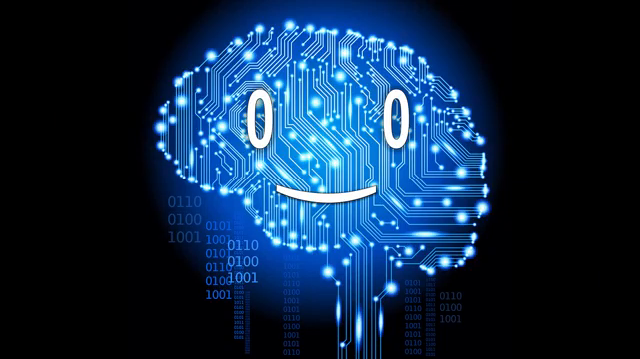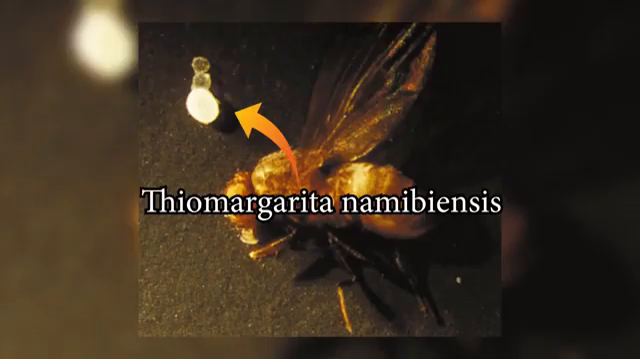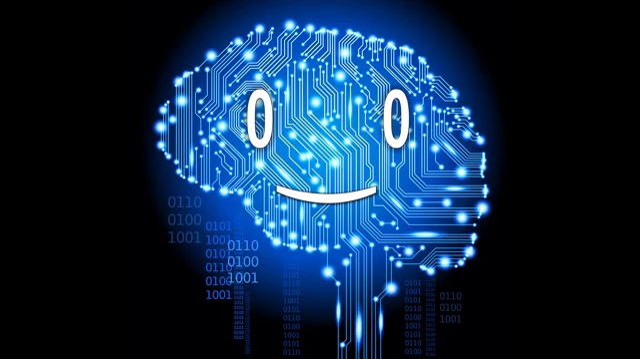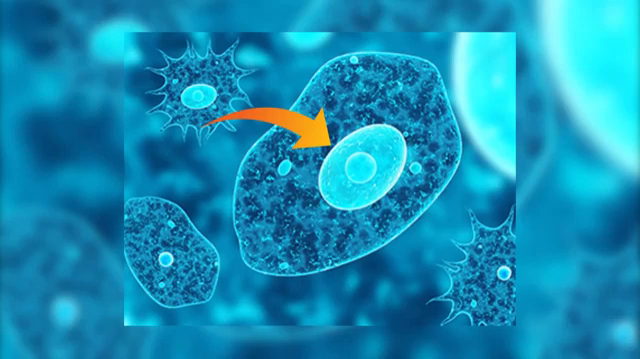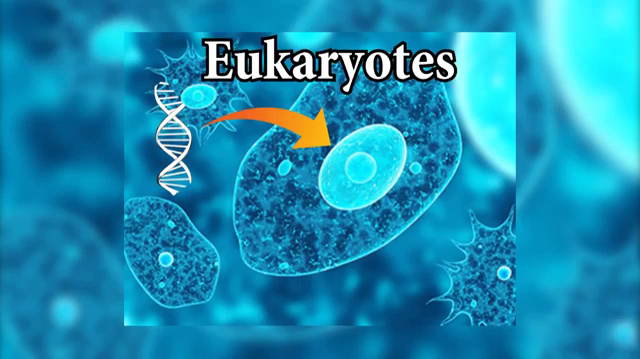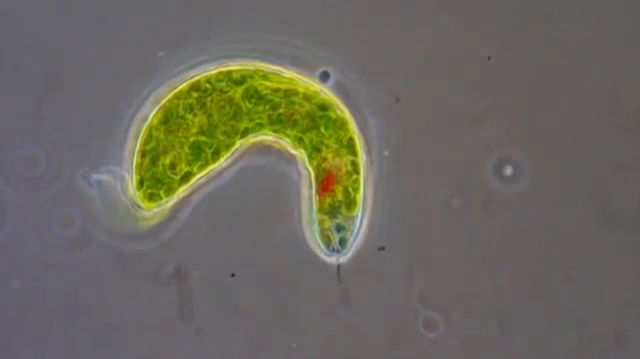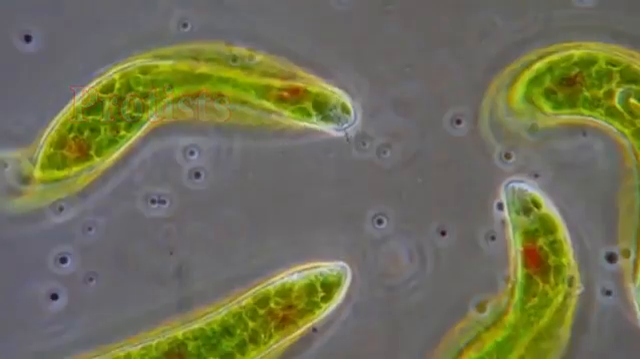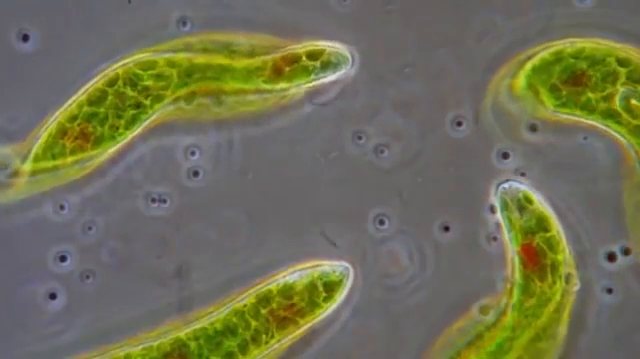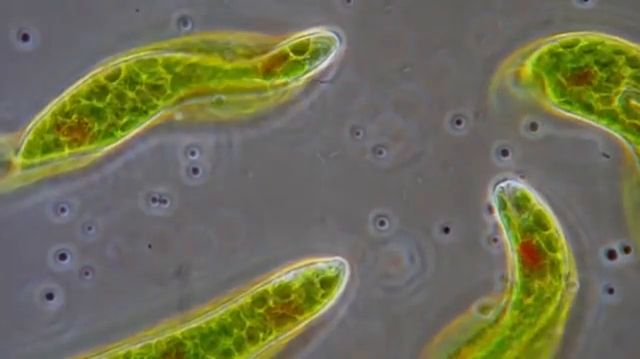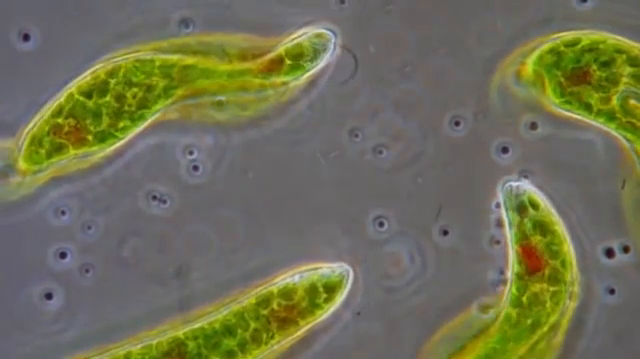However, there are a few species that are visible to the unaided eye, like the Theomargarita namibiensis, which can reach up to a millimeter in size. The other types of organisms actually have a nucleus in which they responsibly store their DNA, and are called eukaryotes. The most simple eukaryotes are the protists, which is actually a very wide term for every unicellular organism that has a nucleus and cannot form any tissues.